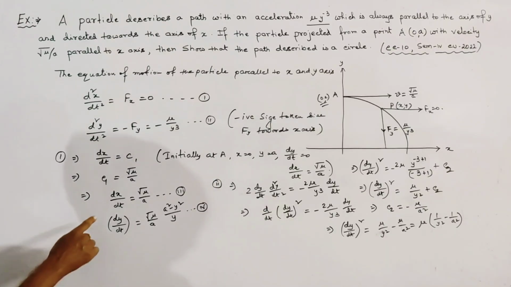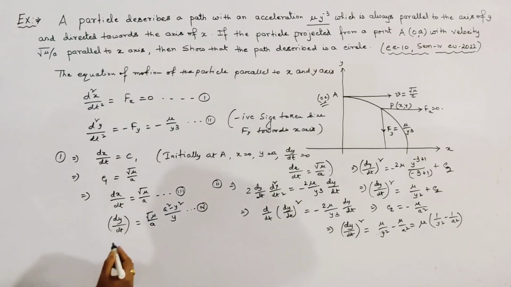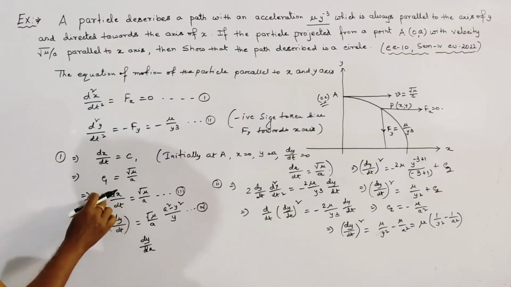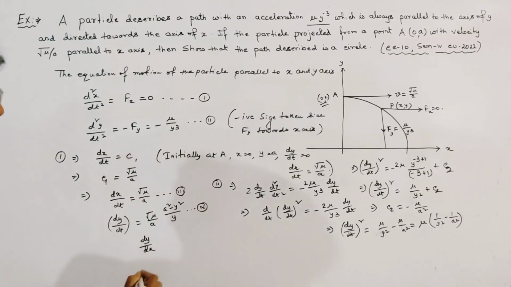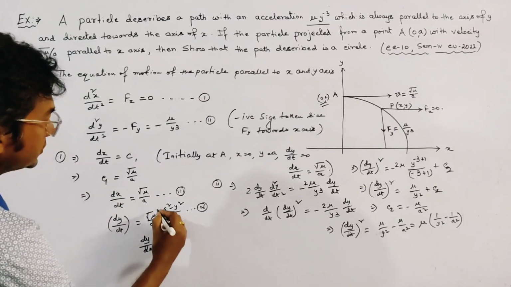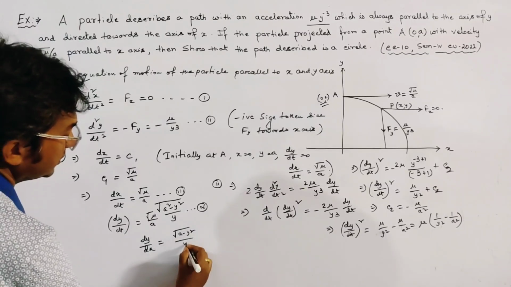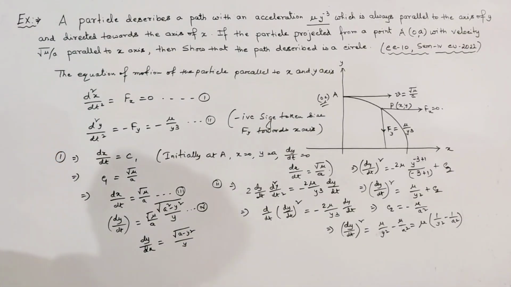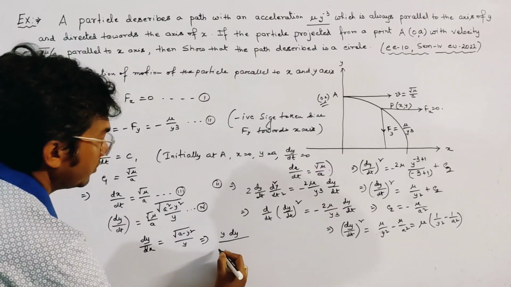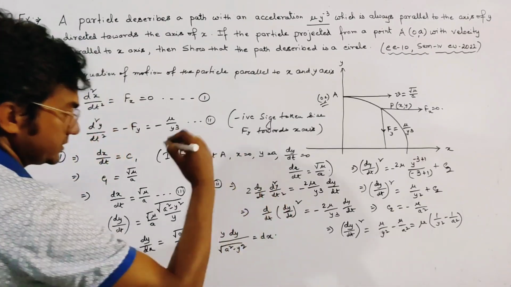Now if we divide relation number 4 by relation number 3, we get dy by dx, and on the right side the root mu by a cancels out, leaving root of a square minus y square by y. This gives y into dy by root of a square minus y square equal to dx.